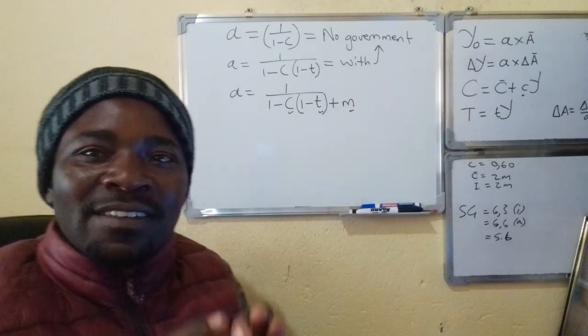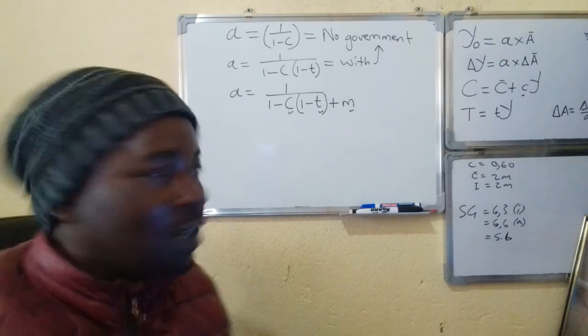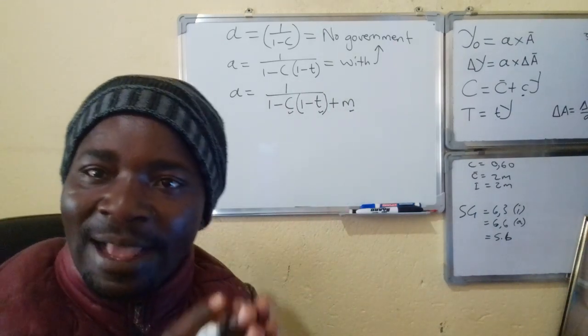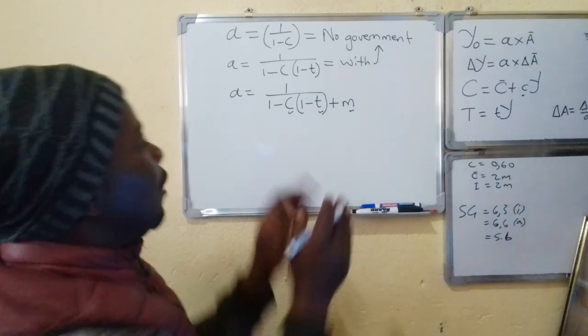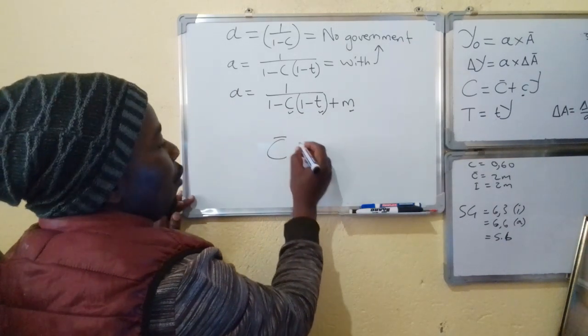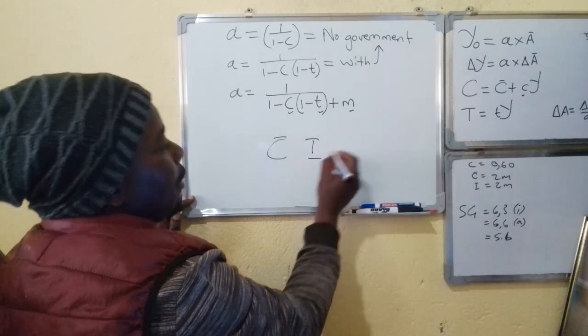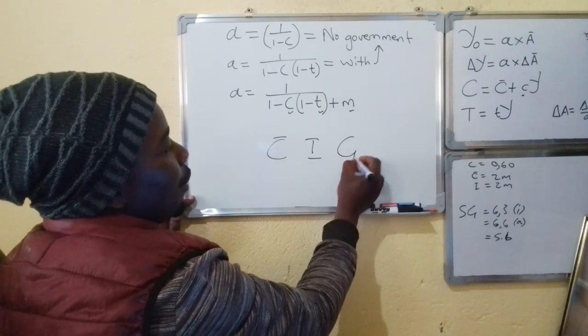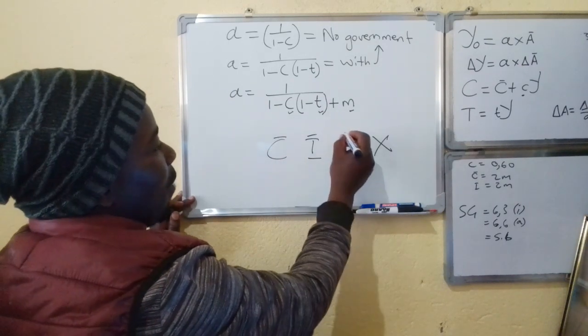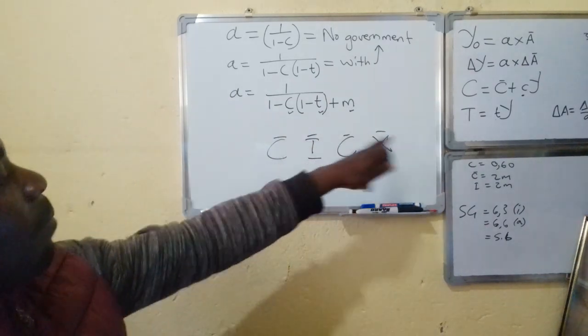Everything that has an induced portion comes and forms part of the multiplier. And everything else that is autonomous, you will not find it in the multiplier. You will not find the big C, you will not find investment, you will not find government, you will not find exports in the multiplier. These ones are autonomous. That's why I'm putting the bars on top of them.